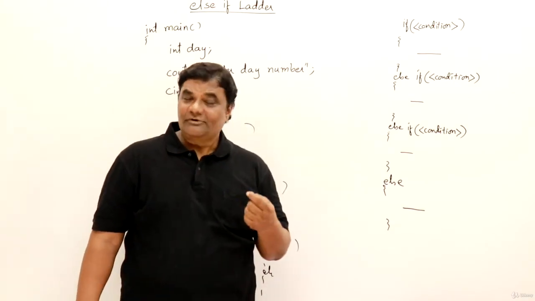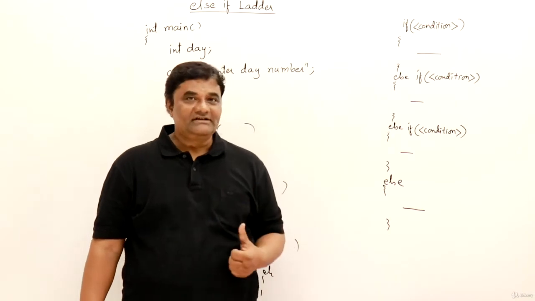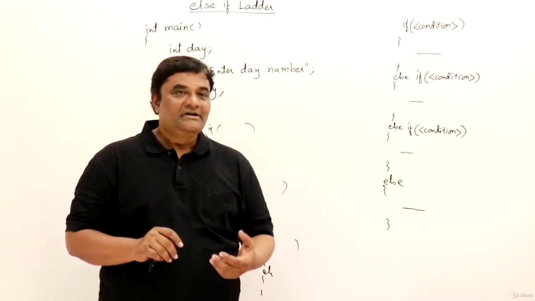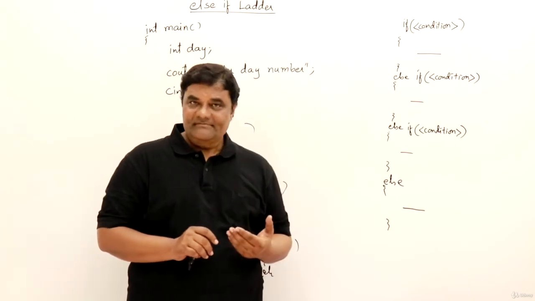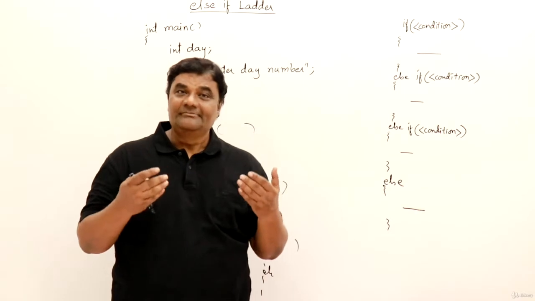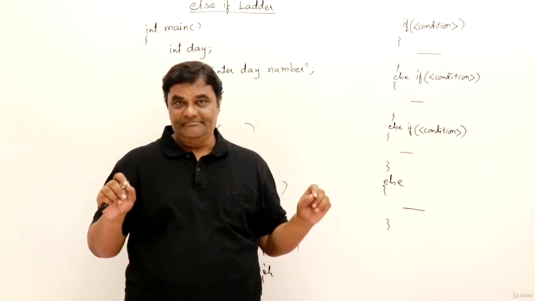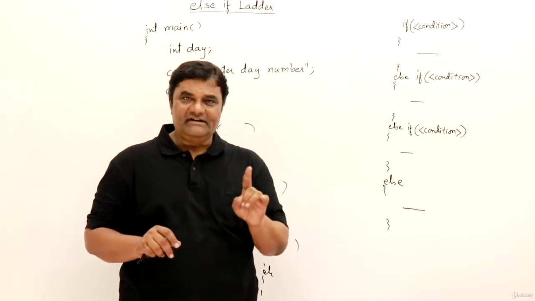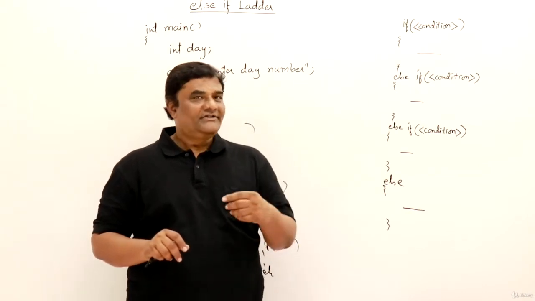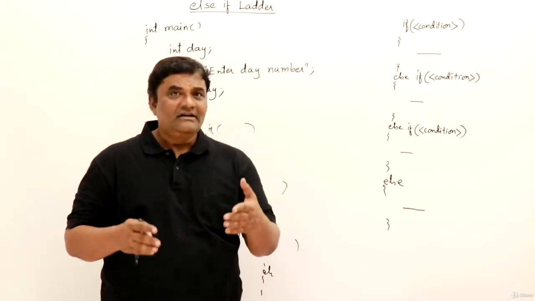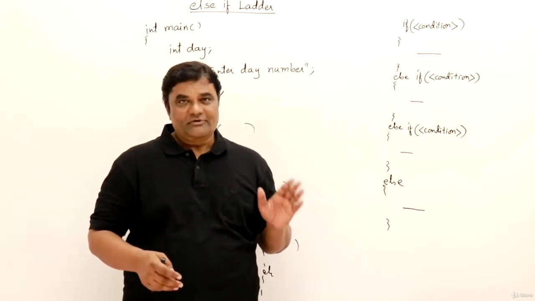Now let us write a program using this else if ladder. What is the program? The problem is we will take a day number and display the day name. If the day number is 1, then we will say the first day of a week is Sunday. If it is 2, we will say Tuesday. If it is 3, we will say Wednesday. Like that, I will write in the program code.